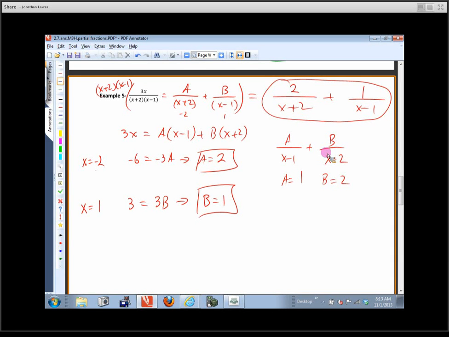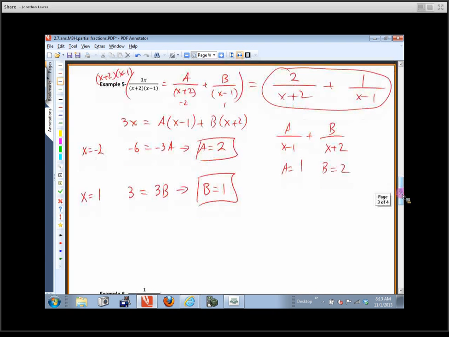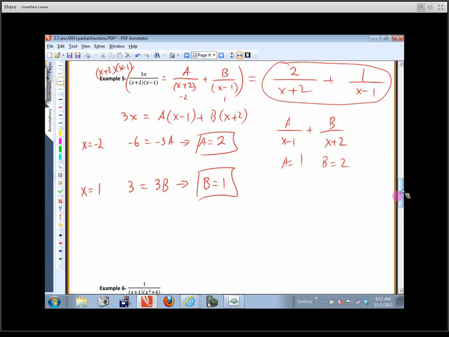So the order you do them in doesn't matter. It's that you do it right. And doing it right means figuring out what the factors are, making a part for each one of those factors and its repeats, and then going through this process correctly. Any questions? Okay. That's a pretty easy one, isn't it?